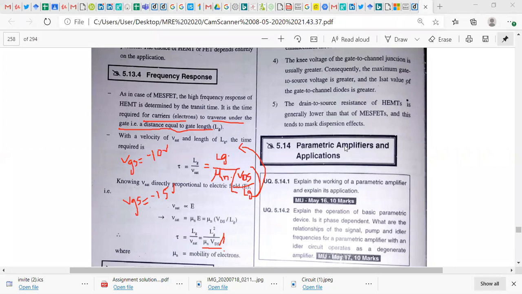This is a decrease in voltage. I have decreased the voltage from 10 to 15 volt because it is negative. And here it is said that if we increase the gate to source voltage, then the velocity also increases. That means if I bring it down from 10 to 9, 8, 7, 6, 5, I am increasing the gate to source voltage, and the velocity of electron will increase.